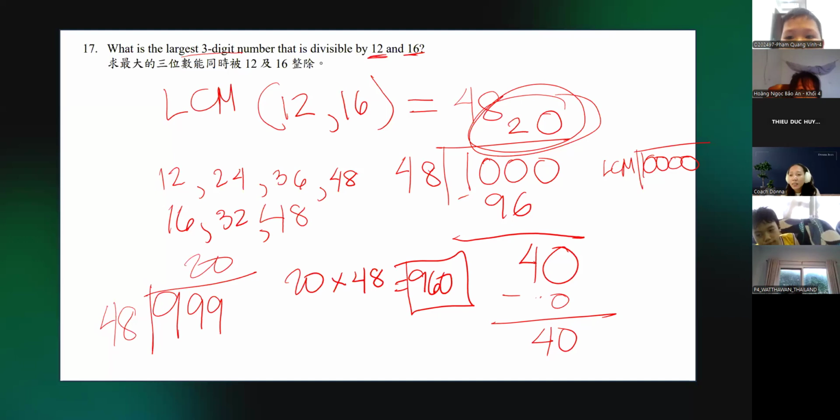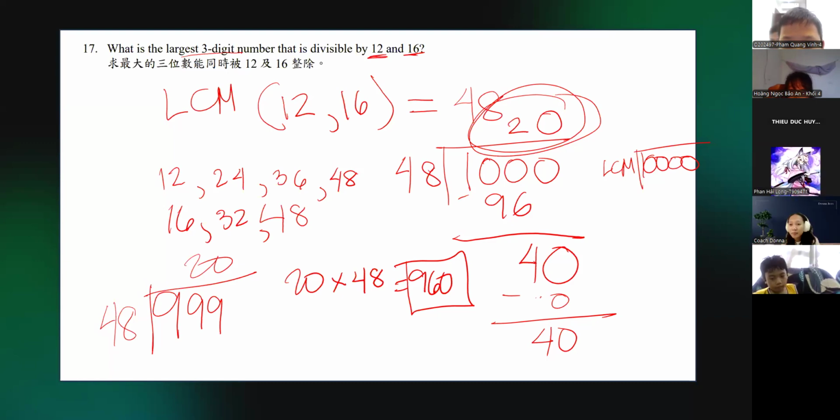Anyone else? Please unmute. I still don't understand. Minus 40 equals 960. What was that? Can you please say that again? All right. No one has a question. If no one's unmuting, that would mean no one has a question or concern?